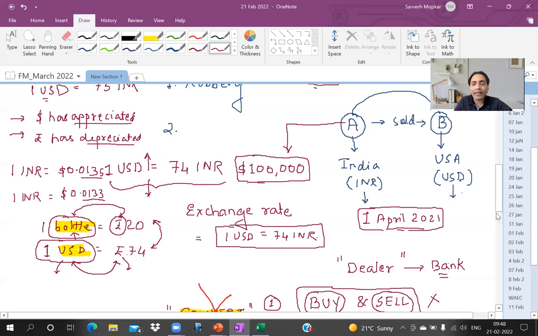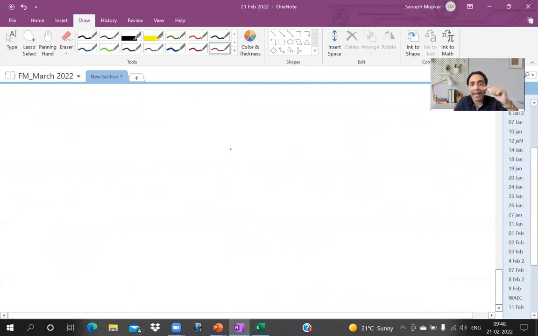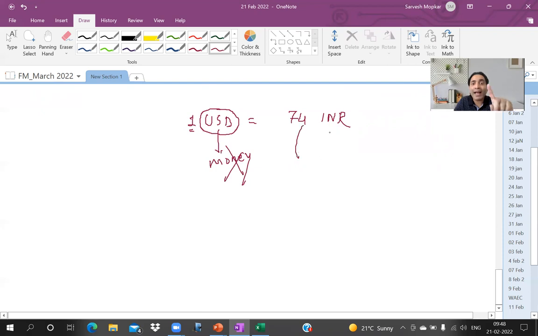So any commodity, any currency against which one unit is expressed, that currency is the commodity. Like I say, one USD is equal to 74 INR. So one unit is written against USD. That means I'm treating USD like a bottle, a commodity. It's not playing the role of money here, so far as the quotation is concerned. The money job is done by INR. So look at USD as one bottle. One bottle's price is 74.